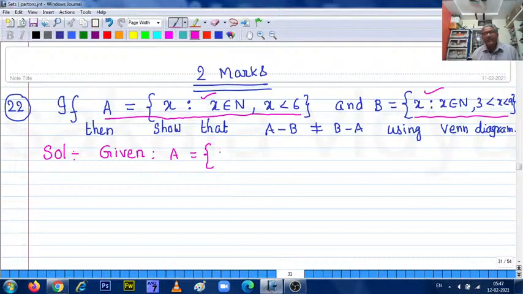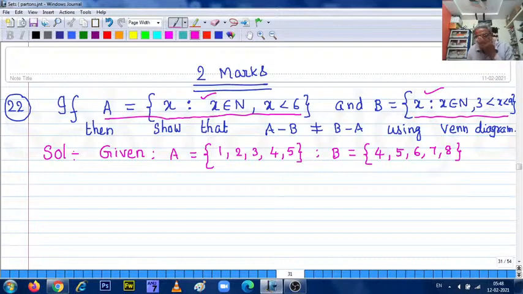What are the natural numbers less than 6? We can write 1, 2, 3, 4, 5. That is A. So now write down B. B is equal to x is a natural number that lies between 3 and 9. That means you can write 4, 5, 6, 7 and 8. That's all. So now we need to find A minus B.